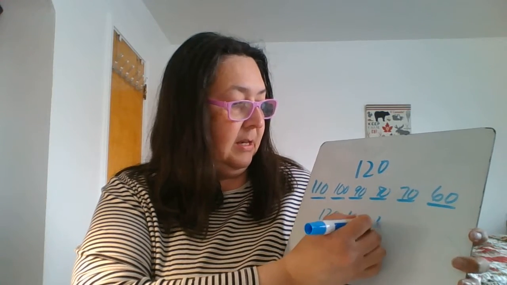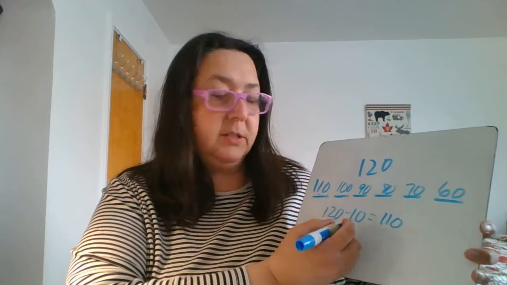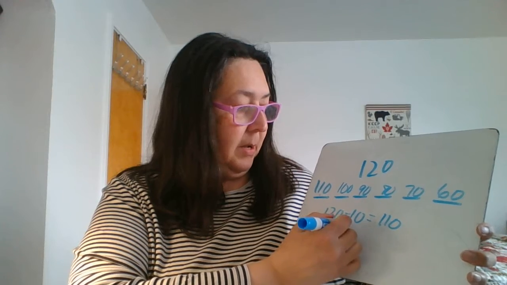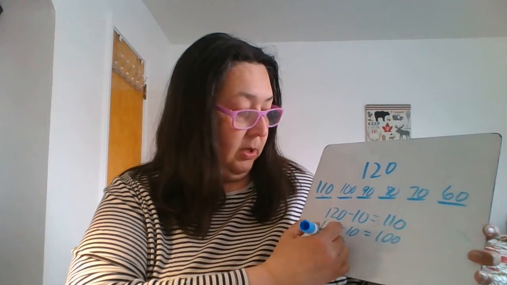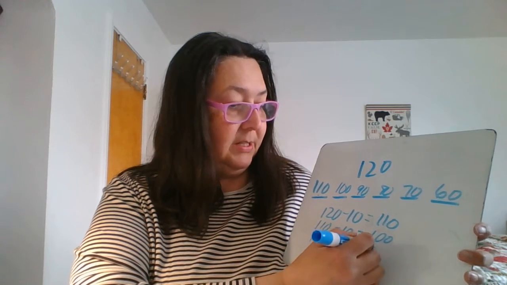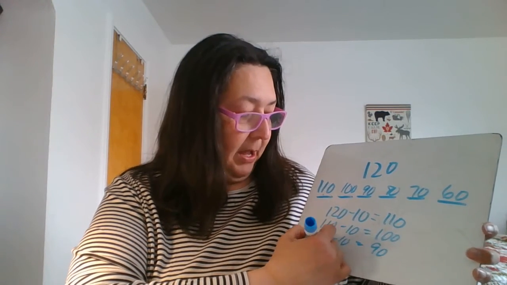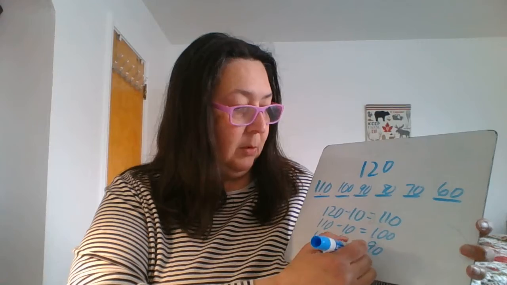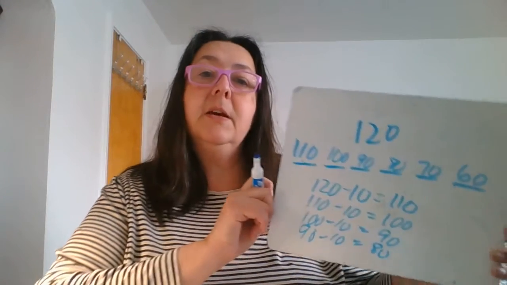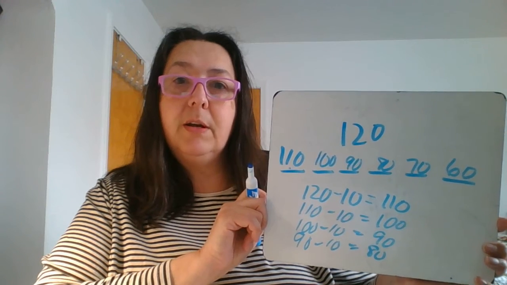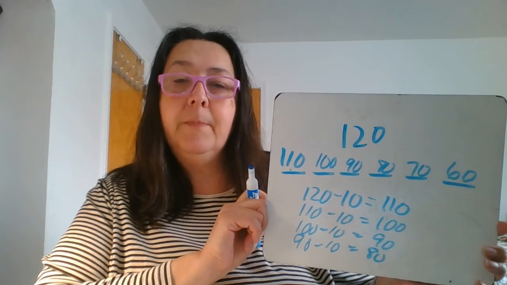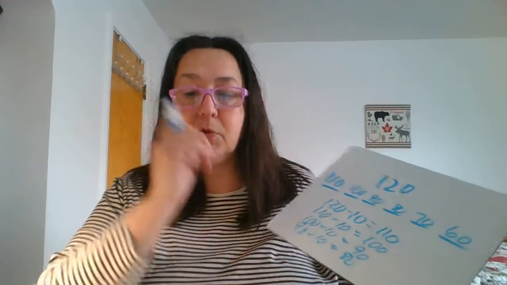120 minus 10 is 110, my first number. 110 minus 10 equals 100. 100 minus 10 equals 90. And you can see the pattern of subtracting. When I'm counting backwards by tens, I am subtracting from that number. So when you're counting up, you're adding. When you're counting backwards, you are subtracting.